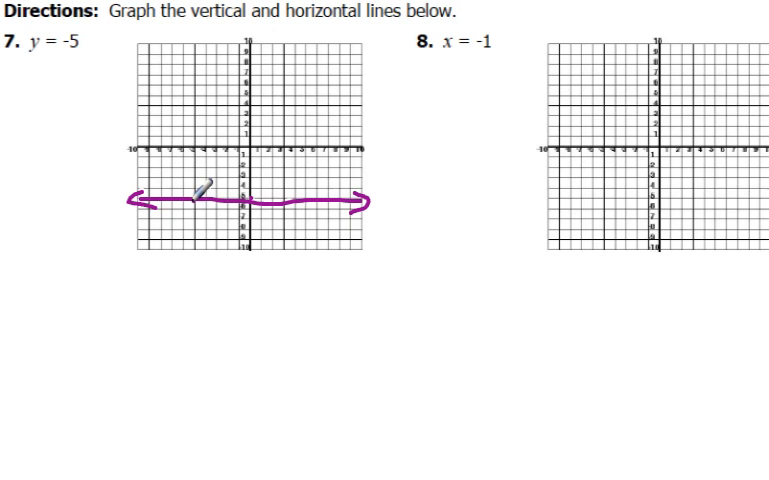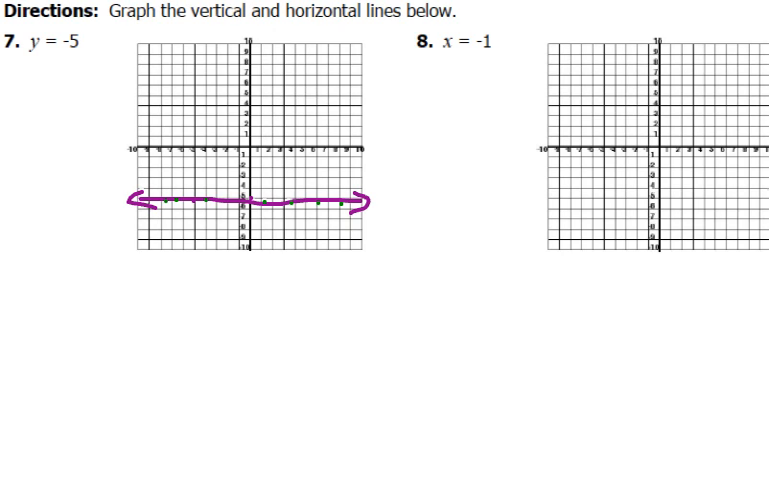Y equals -5 here. Let me change color so you can see. So y equals -5. All along this horizontal line, y equals -5.